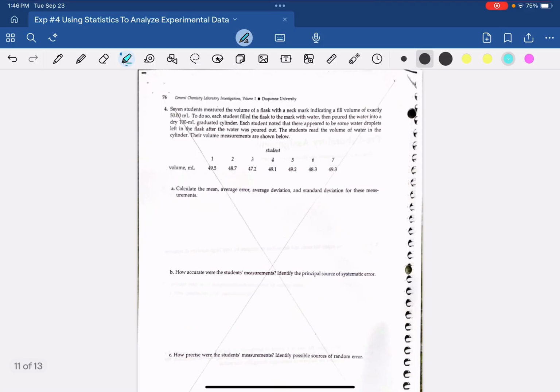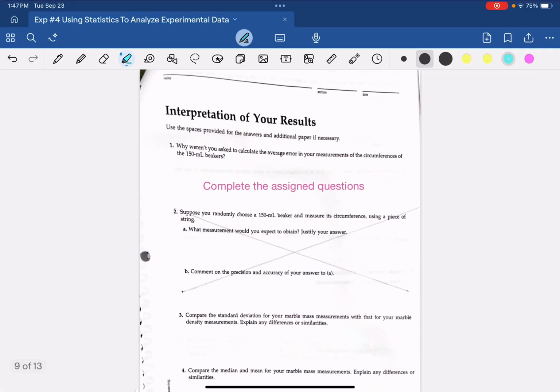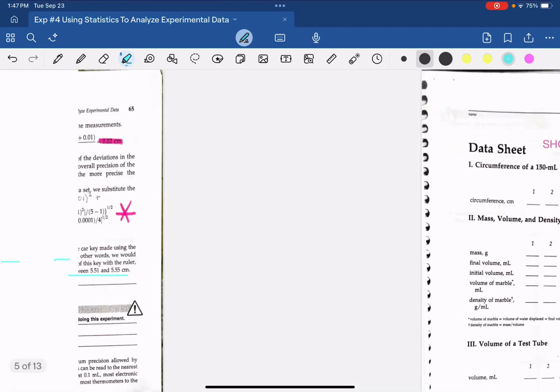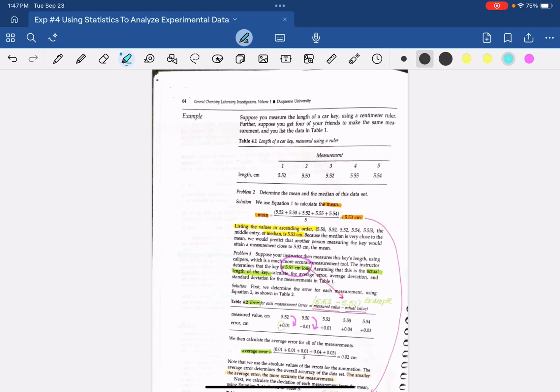Okay, now what you're seeing on page 76 is an example problem that was on the back of your pre-lab, and you did not have to do it as part of the pre-lab, but it is a great practice to be able to make sure that you're doing your calculations correctly for your lab. Okay, so as you're looking at page 76, I'm going to again just scroll back to where I was when I was going through pages 64 and 65. You are mimicking what you're seeing here.